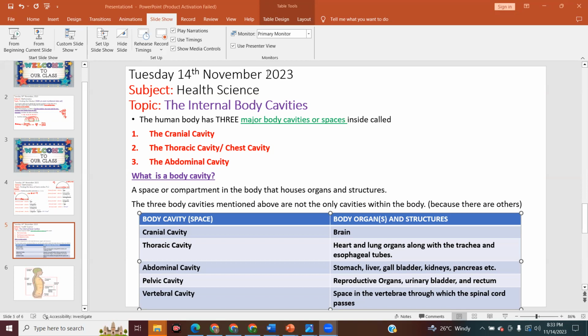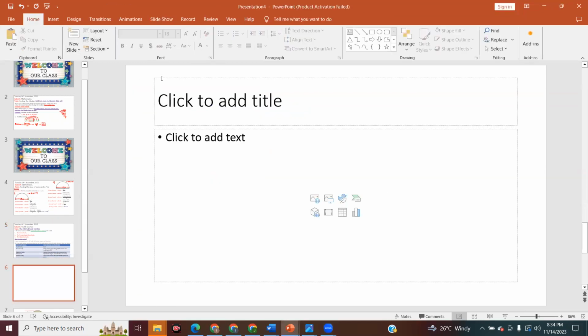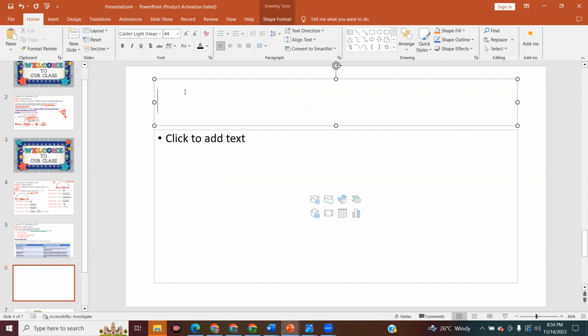All right, so are we done? Yes, sir. Okay. So let's move on to general science. Now for general science, we're going to be looking at non-flowering plants. So let's take a look at that.